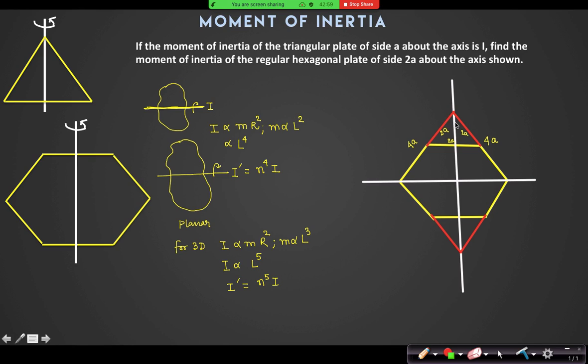It's 4 to the power 4 times. Yes, it's proportional to n to the power 4. So if the side is a, the moment of inertia is I; if the side is 4a, the moment of inertia is 4 to the power 4 I, that is 256I. Now out of this bigger triangular section, if I subtract the smaller portion, I will get this part. That is 16 times, so you have to subtract 2 to the power 4 I, and multiply it by 2, and I will find my answer.